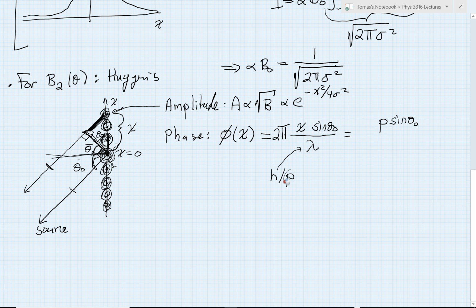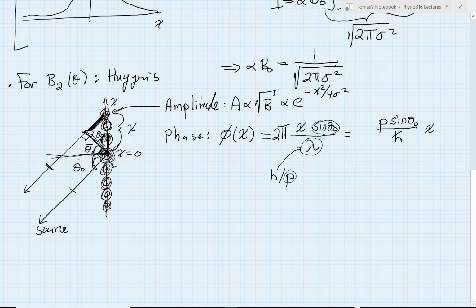So I've taken care of my p. I've taken care of my sine theta naught. I am substituting in for my lambda, so I don't have to worry about lambda. Oh, I've still got a factor of x, and I've got my Planck's constant. So I'll multiply here by x. And now Planck's constant is in the denominator, but it has a 2 pi over it in the numerator. So that's the same thing as an h bar. So that gives me my phase.